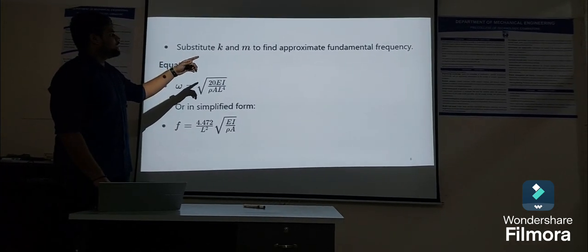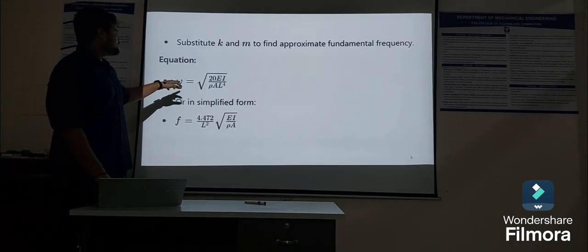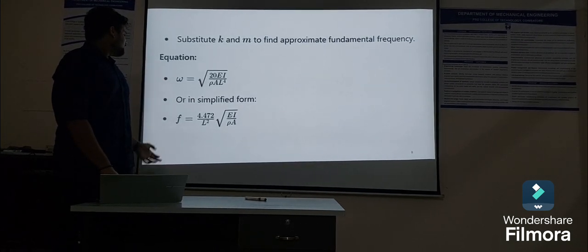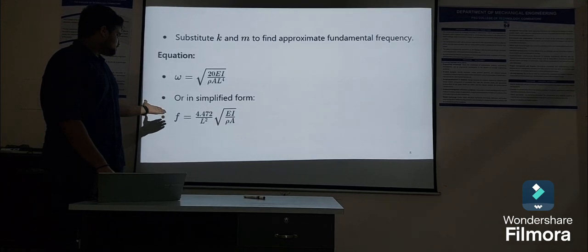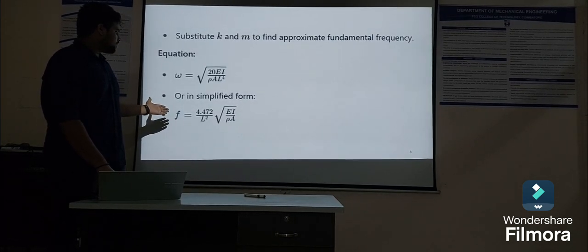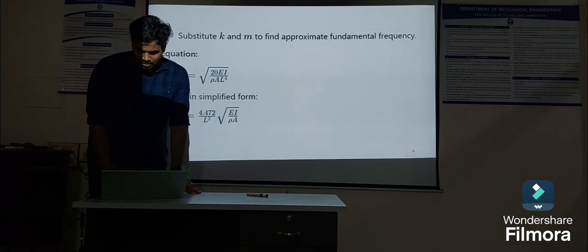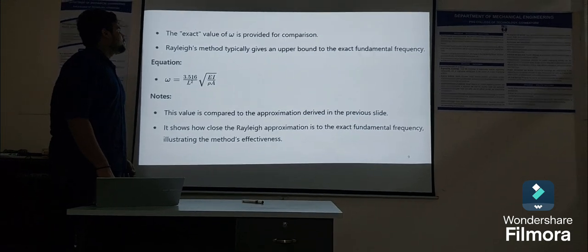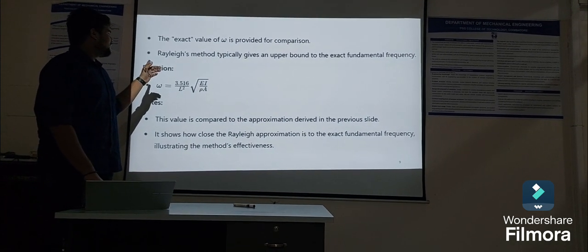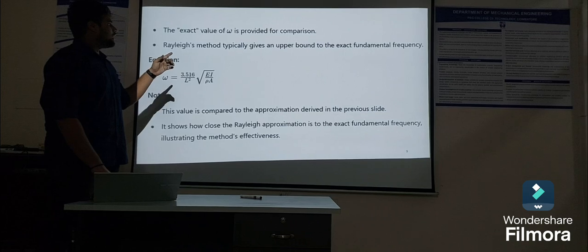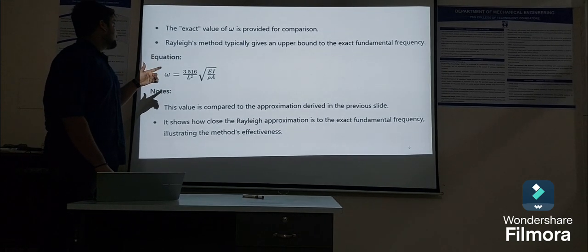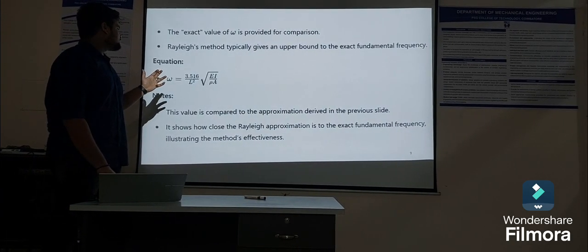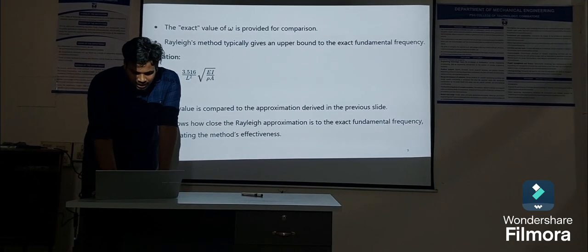Substitute k and m to find the approximate fundamental frequency. Omega is equal to square root of 20 EI by rho AL, or in simpler form, f is equal to 4.472 by L square root of EI by rho A. The exact value of omega is provided for comparison. Rayleigh's method typically gives an upper bound to the exact fundamental frequency. The equation for that is omega is equal to 3.516 by L square root of EI by rho A.